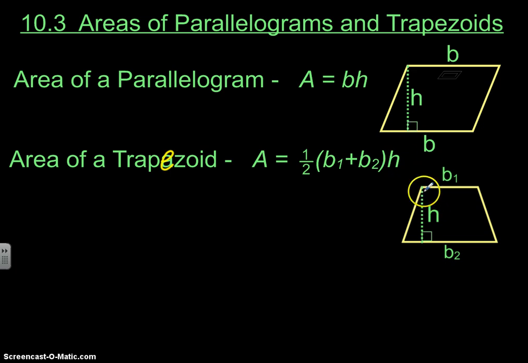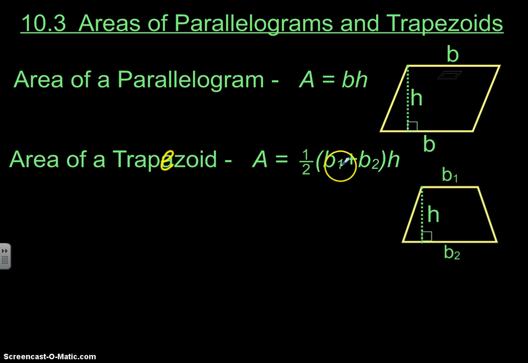Now again, look at a trapezoid. A trapezoid, you have two parallel lines. Notice in a parallelogram you have four parallel lines. These two are parallel, and these two are parallel. In a trapezoid, you have these two parallel, but the other two are not. Or you may have these two parallel, but these two are not. So this formula is a little different.